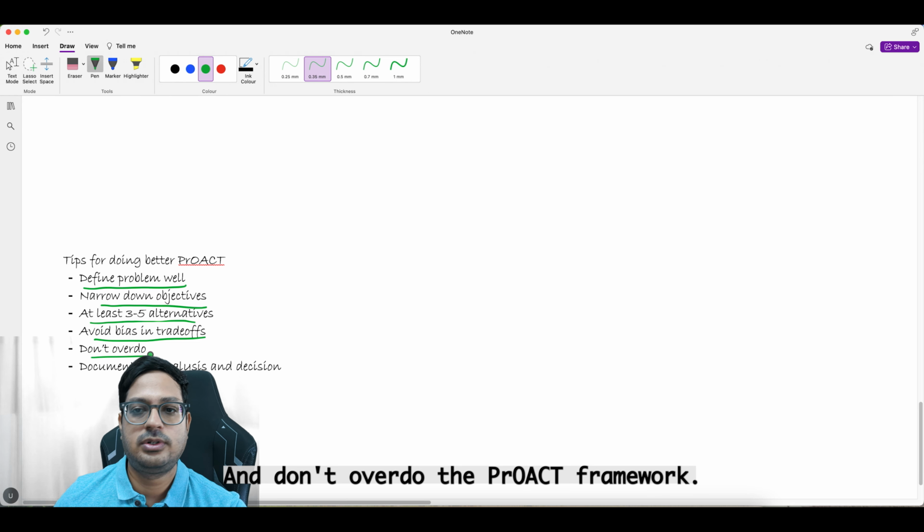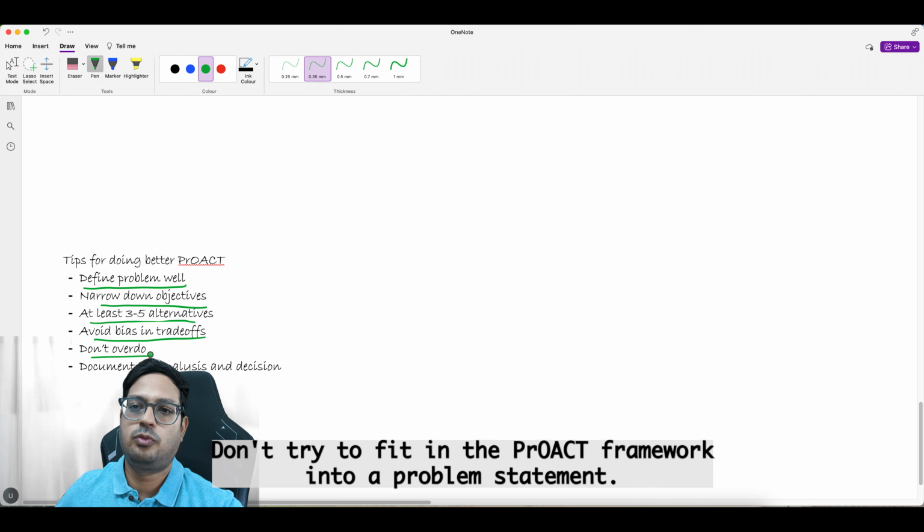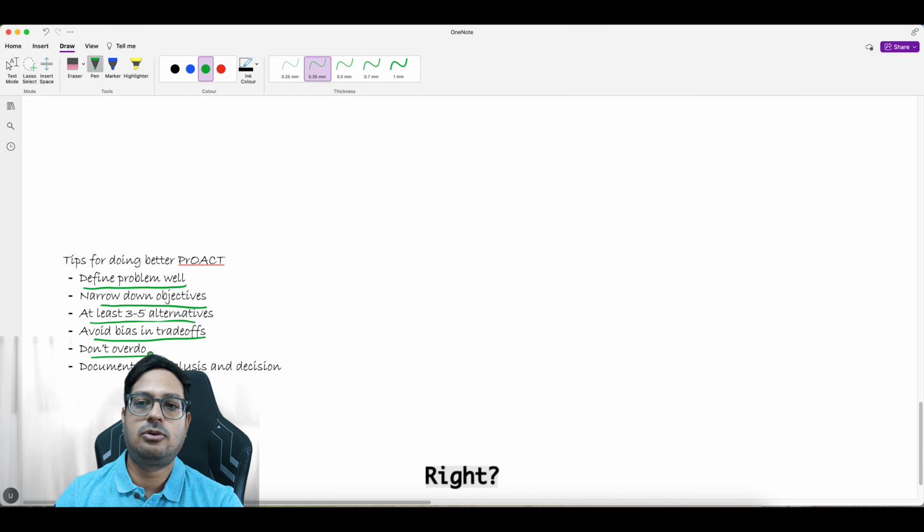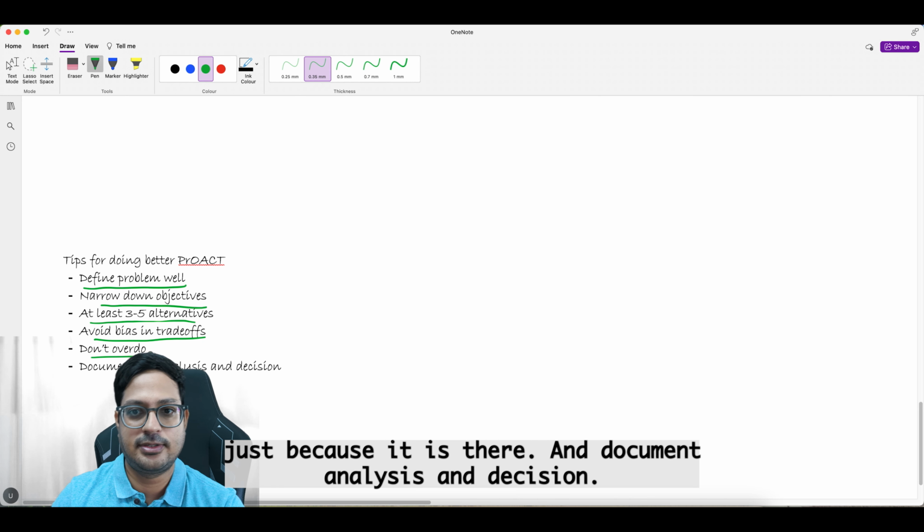And don't overdo the PrOACT framework. Don't try to fit the PrOACT framework into a problem statement. If it's not working out for you, check it out and use some other framework. Don't try to overdo the framework just because it is there.